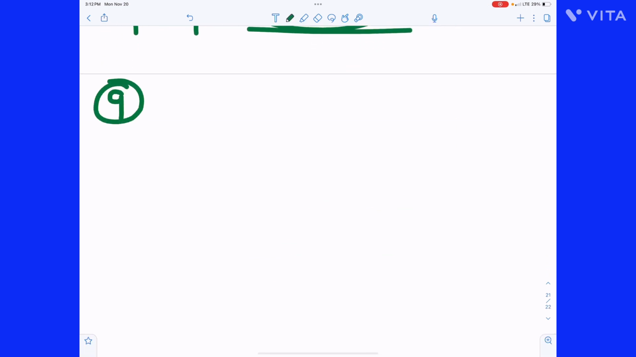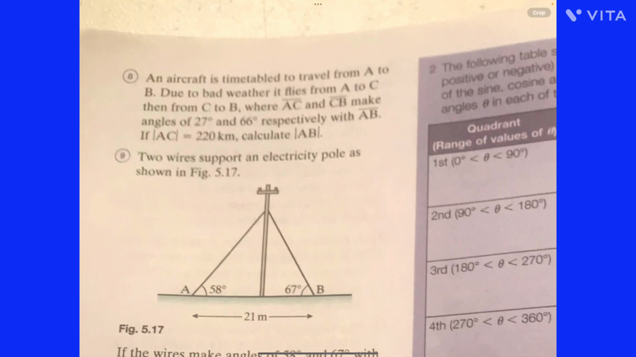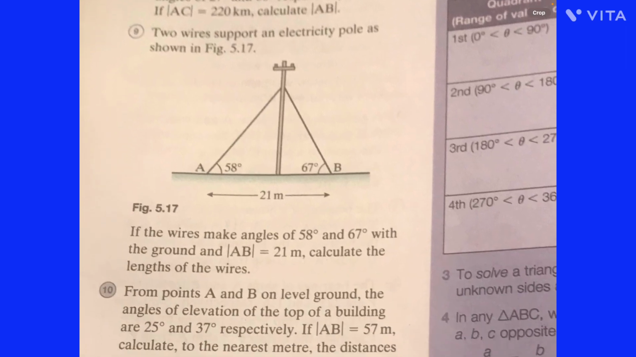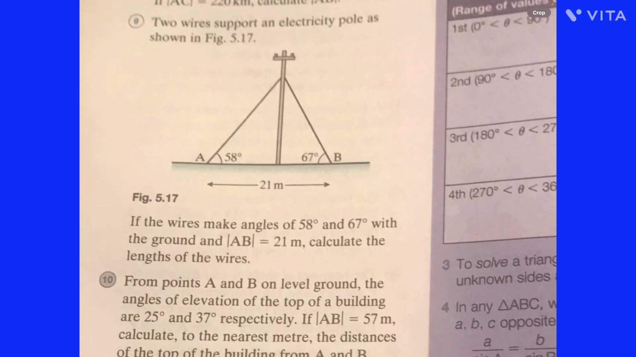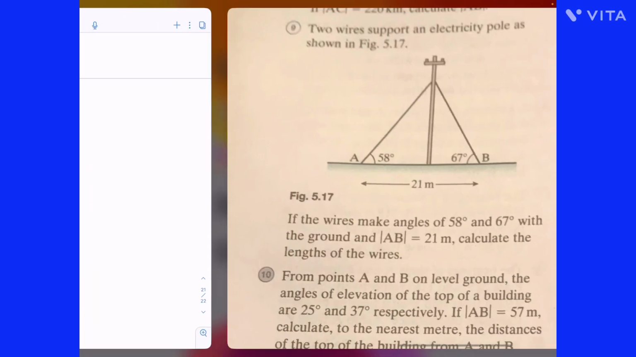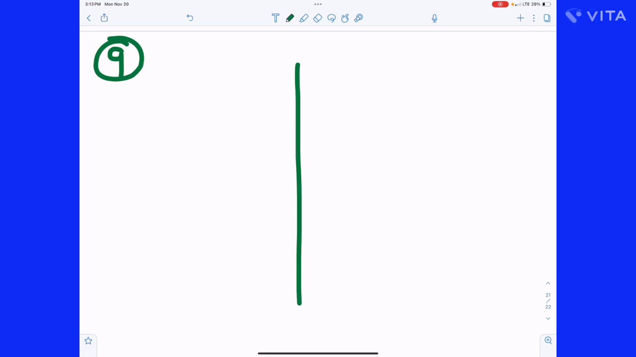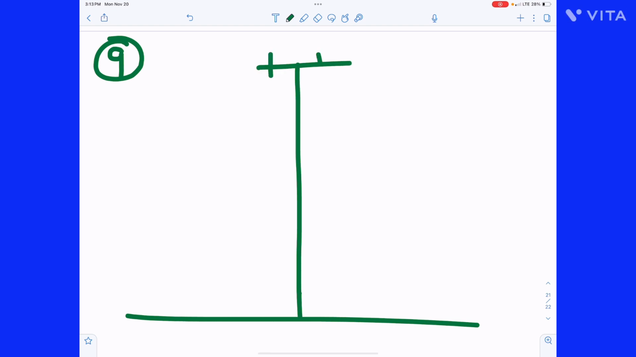Let's go straight to number 9. Question 9 says, 2 wires support an electricity pole as shown in figure 5.17. If the wires make angles 58 and 67 with the ground, and AB is 21 meters, calculate the length of the wires. Okay. This is the electric pole.